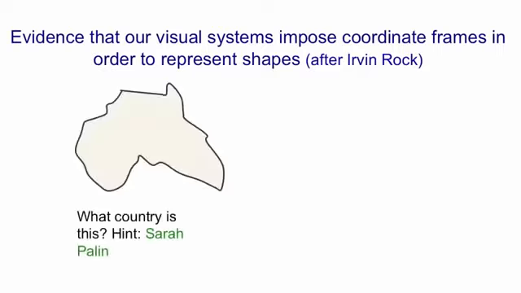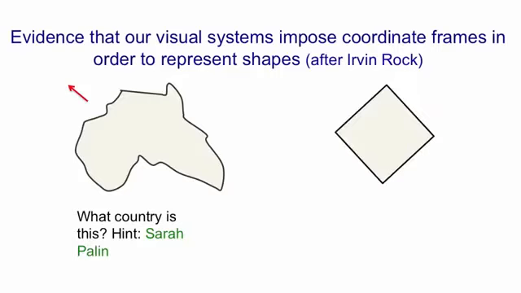This was pointed out a long time ago by a great psychologist called Irvin Rock. If you look at this shape and I tell you it's a country, most people don't know which country it is. They look at it and think it looks a bit like Australia, but it's a sort of mirror image of Australia, and it's not really a familiar country at all. If you tell them where the top is, that it's that way up, they immediately recognize that it's Africa. If they know what coordinate frame to impose on it, it immediately becomes a familiar shape.